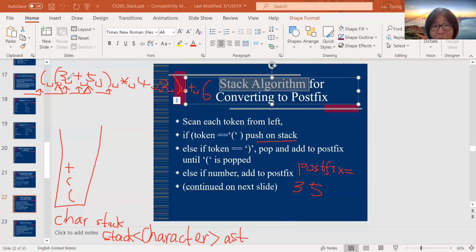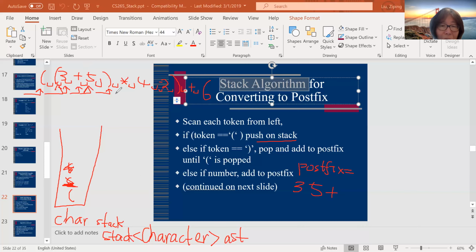So that means there is an operator between the two numbers, so you need to apply it to the postfix. If you see the right parenthesis, then you need to pop the corresponding operator out of the stack and apply it to the postfix until you meet a matching left parenthesis. When we see the left parenthesis, you just pop it out. Postfix doesn't need a parenthesis, so you just leave it alone, okay?